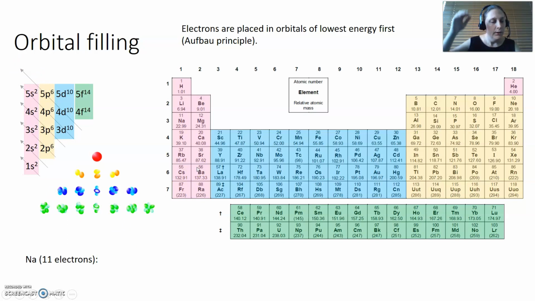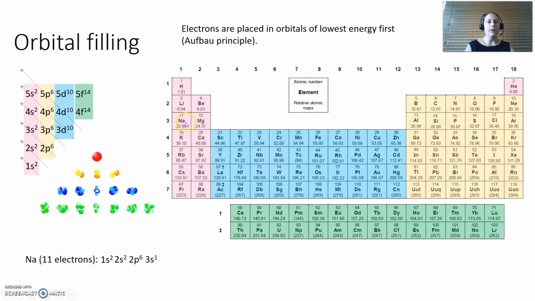So let's have a look at sodium. That's a nice easy example. Sodium has 11 electrons, so we need to put 11 electrons in there. We start at the beginning. As the Aufbau principle says, we place electrons in orbitals of lowest energy first. So we put in the 1s2 electrons, 2 of them. We put in the 2s2, 2 of them. The 2p6, 6 of them. And we've actually only got 1 electron left, and you can see it's one of the 3s electrons.